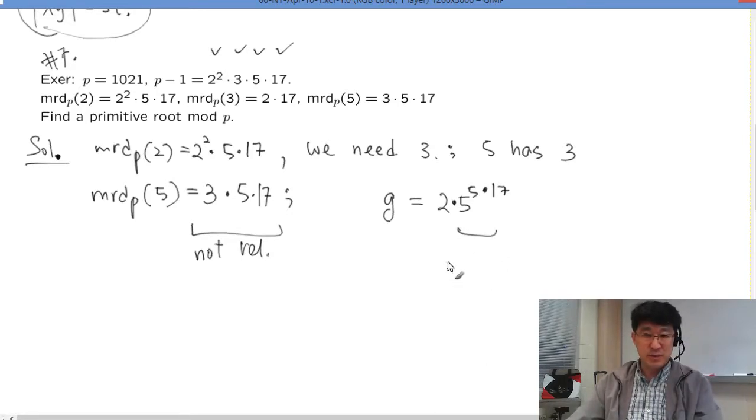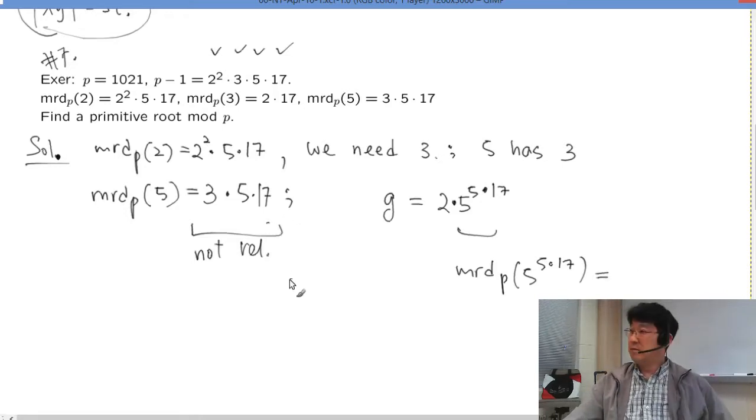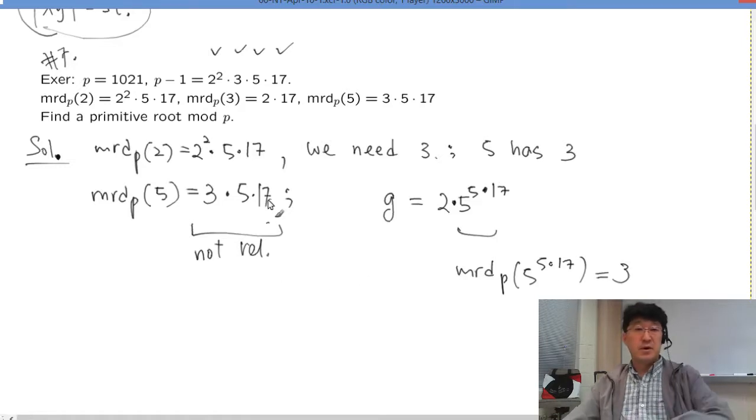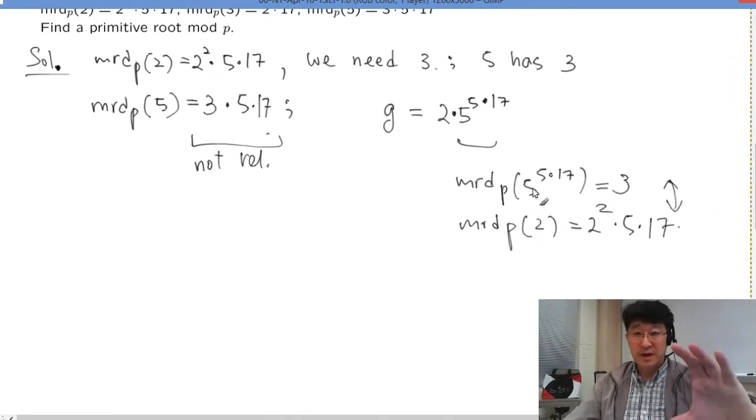Let's examine this one. What is the order of 5 to the 17? Can somebody tell me? What is the order of a 5 versus the 5 to the 17? 3, right? If you put that on the top here, you're left with whatever the rest of the part is, right? Now you look at the order of 2. What's the order of 2? Is it 2 squared, 5 and 17, right? Are they relatively prime or not? They are relatively prime. Therefore, if you multiply these two, the order multiplies, right?